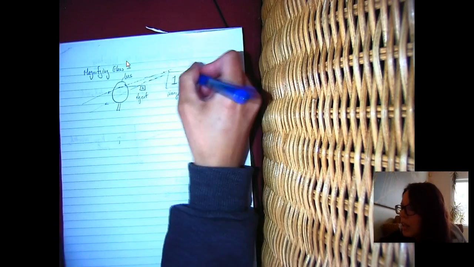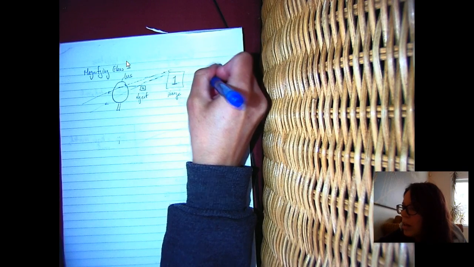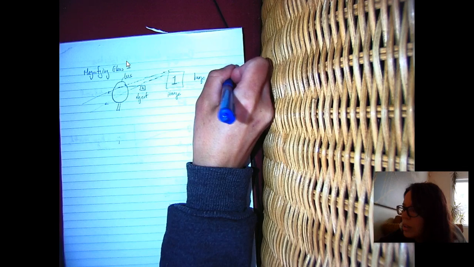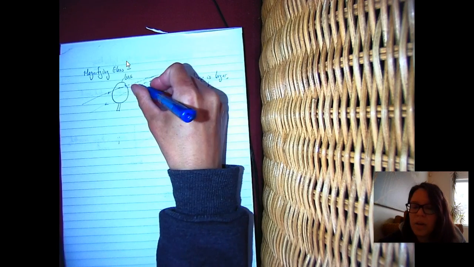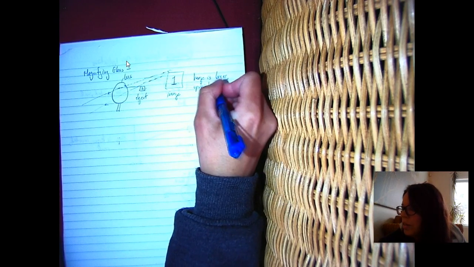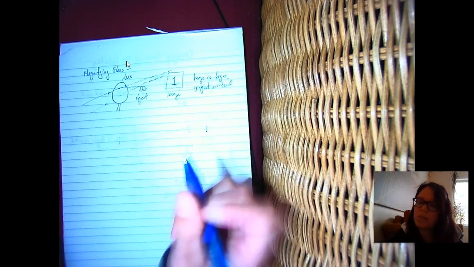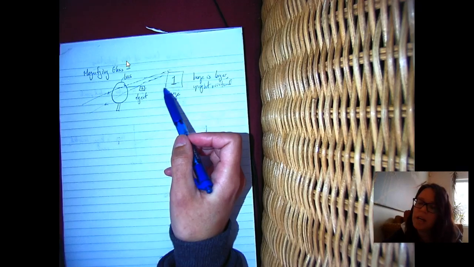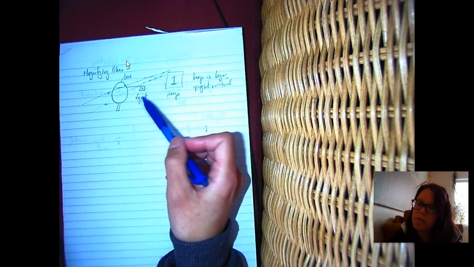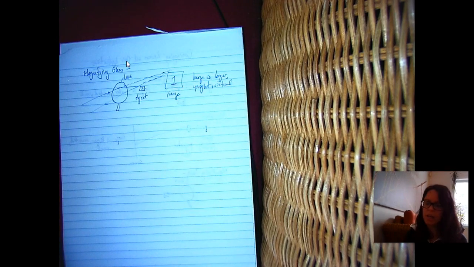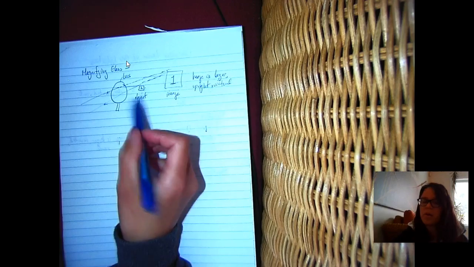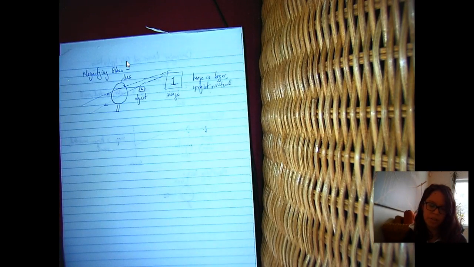And so the image this time is larger. It is upright because it looks the same as the object, and it is virtual. In terms of its location, it's the same side of the lens as the original object, but we can't actually capture it on a screen. Okay, and that's how these work to take something that's small and make it larger for us to look at.